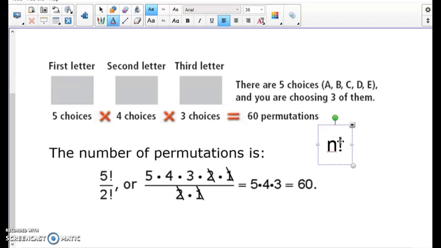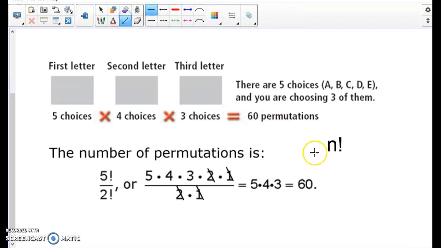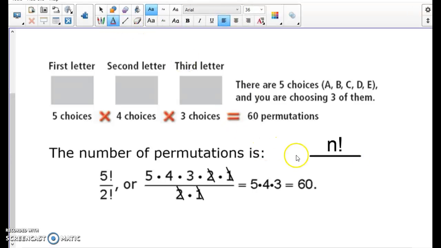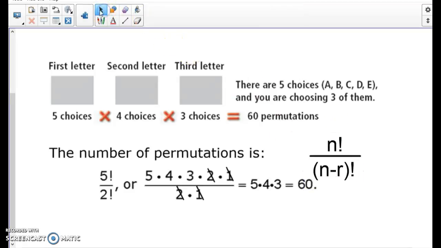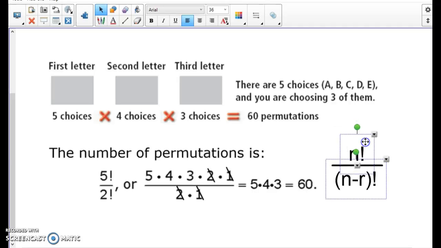So we're going to do n factorial divided by n minus r in parentheses factorial. Okay, so n is our number of choices that we have. So in this case, we have 5 letters. R is what we're restricted to. So we're restricted to only picking 3 for our password.